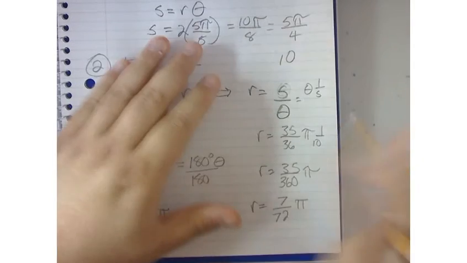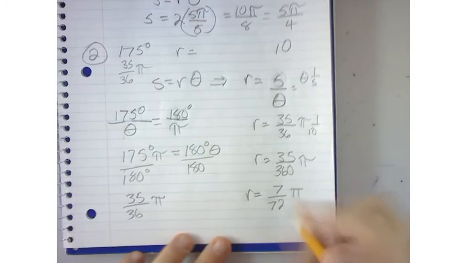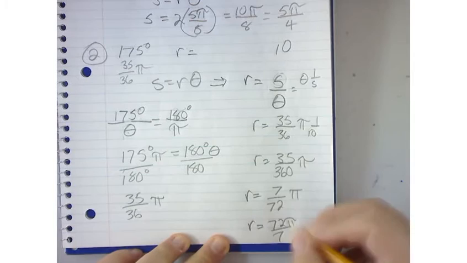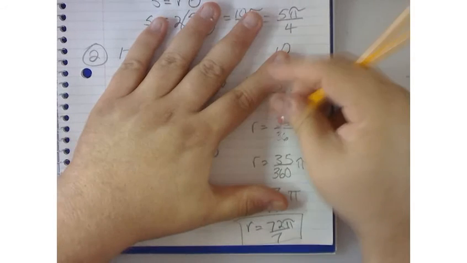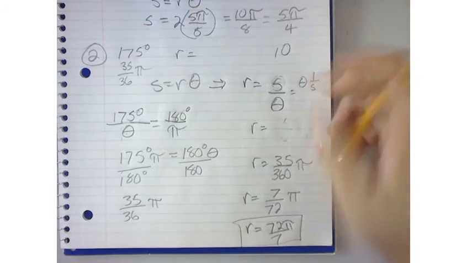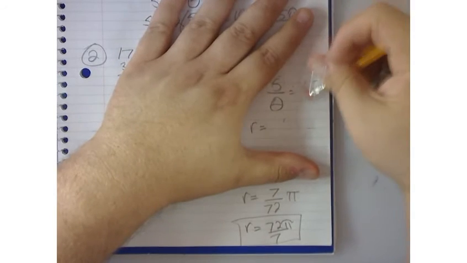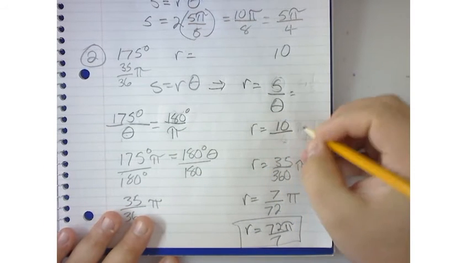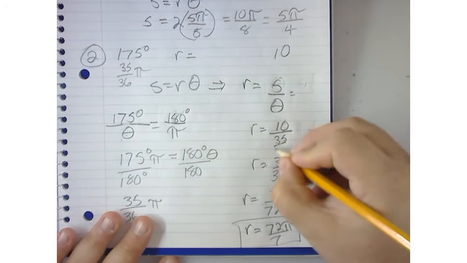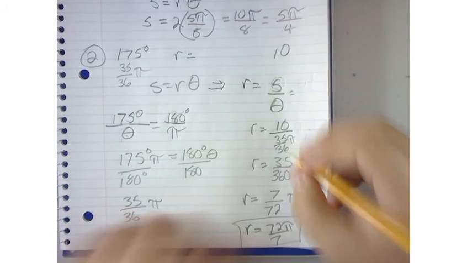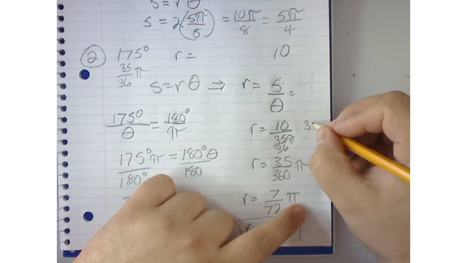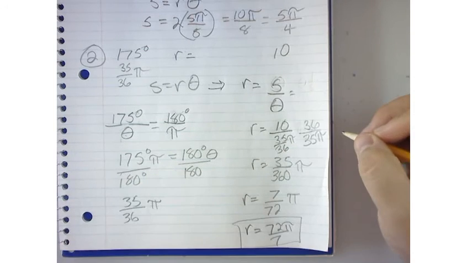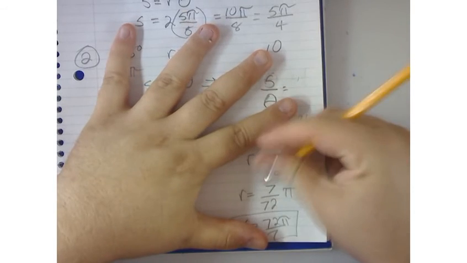You guys got to pay attention and catch me before I get that far. So then the answer in the back of the book is right. It's 72 pi over 7. So we just got to flip-flop all this. So it would be 10 over 35 over 36 pi. But remember, when you divide by a fraction, you multiply by the reciprocal. And so it'd be 36 over 35 pi, which would be 360 over 35.